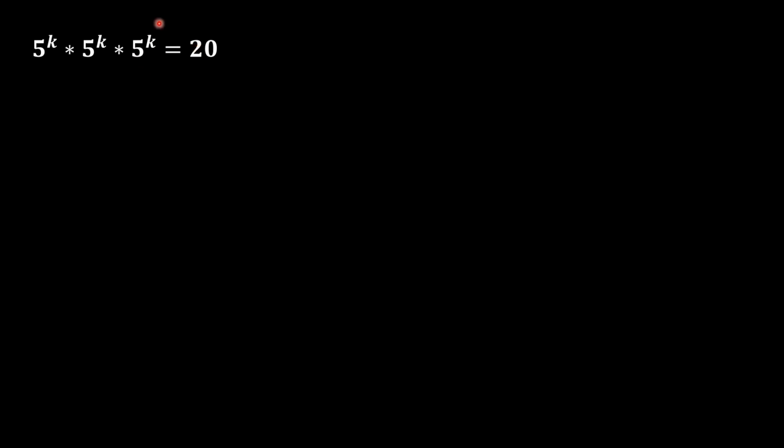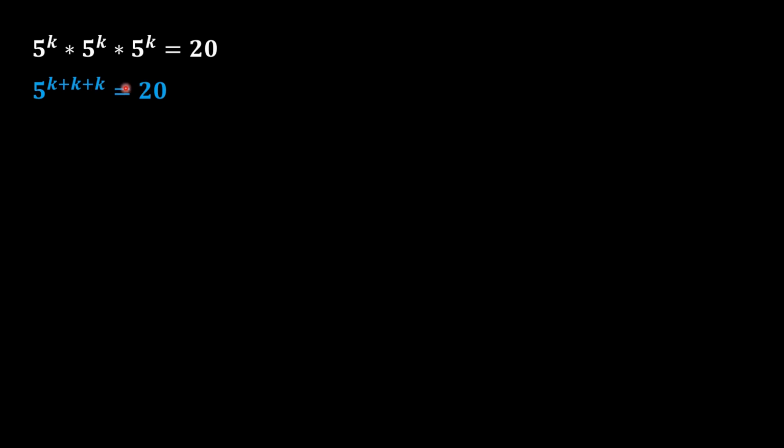In order to solve this question, first we should add up these powers with the individual base, which is 5. How? Simply from the basic rule of algebra, if the values are in multiplication and have the same base value, then their powers can add up together. So here we should apply the same rule. As a result, we should get 5 to the power k plus k plus k is equal to 20.